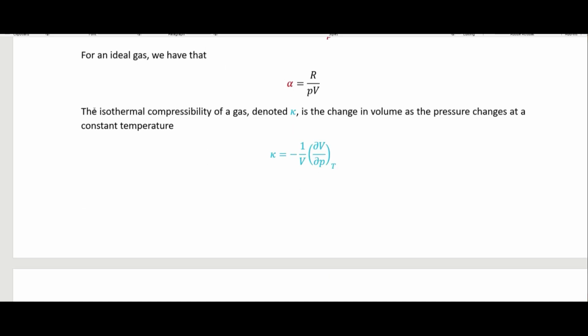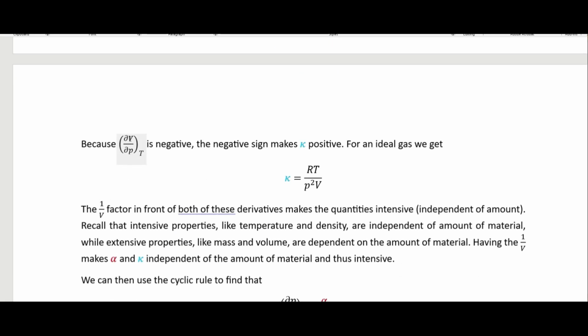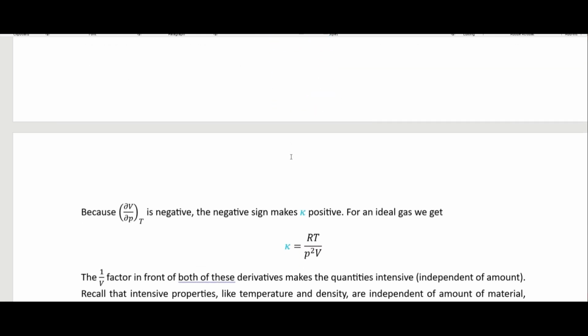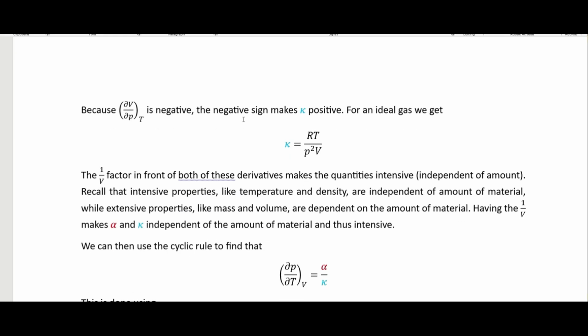Then we also have what's called the isothermal compressibility of a gas, which is denoted kappa. This is the change in volume as the pressure changes at a constant temperature. And so this is the negative 1 over V, times the partial of volume with respect to pressure at some constant temperature. And we see because the volume will go down as pressure increases, then this is negative, and so having this negative sign right here will turn it positive. And so the negative sign makes the kappa positive. For an ideal gas, this is what we would get for kappa right here.